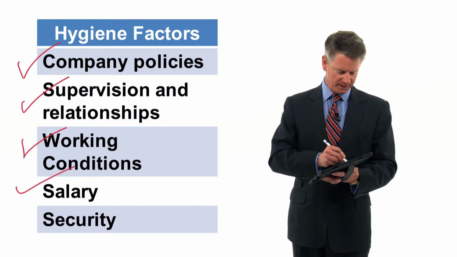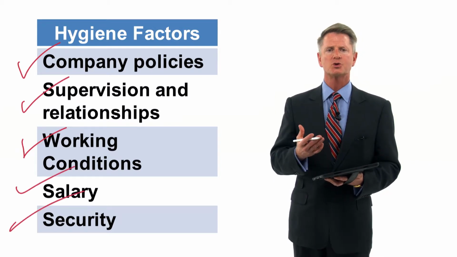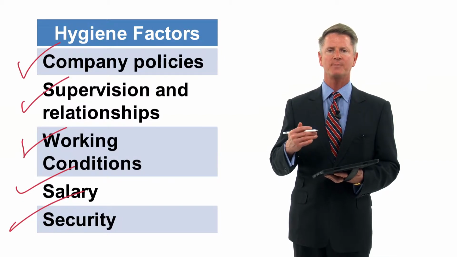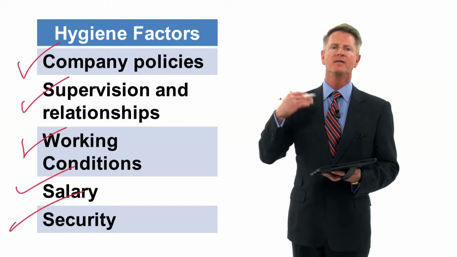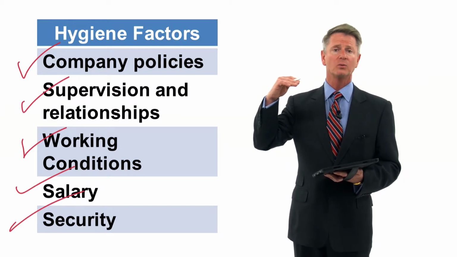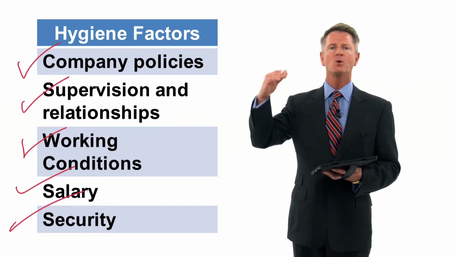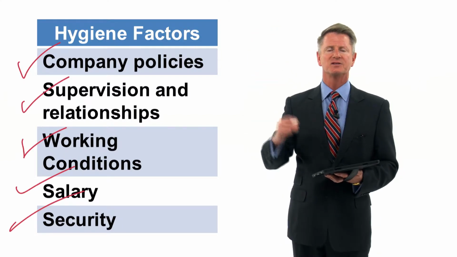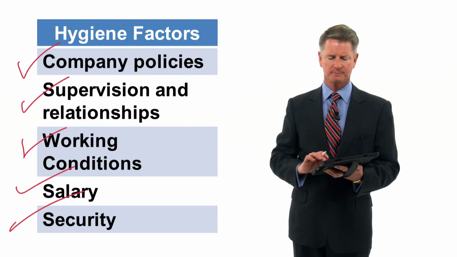Things like salary and job security, those are also examples. If our salary is too low and we are unhappy with the amount of money we earn, then we're demotivated. Giving us a raise and bringing us up to the level where we feel we have equity, the level that we think we deserve, motivates us, but then continuing to give us raises after that doesn't necessarily motivate us.